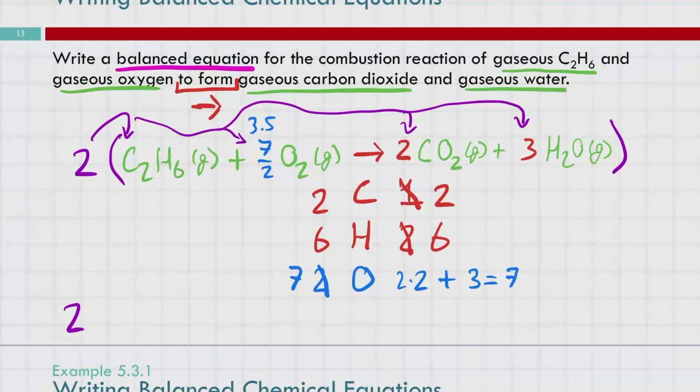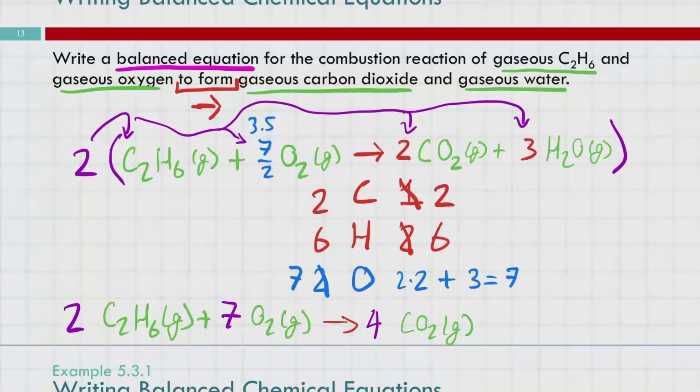So our balanced chemical equation will be 2C2H6 plus 7O2 goes to 4CO2 plus 6H2O. And then if we wanted to, we can check and make sure that it's still balanced. So let's do that real quick.